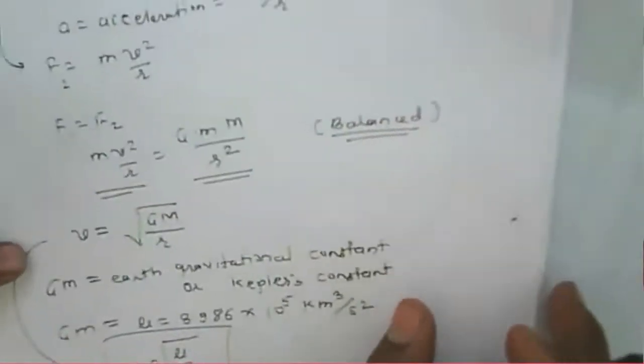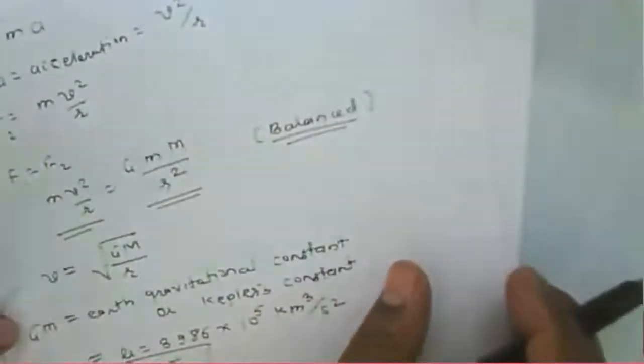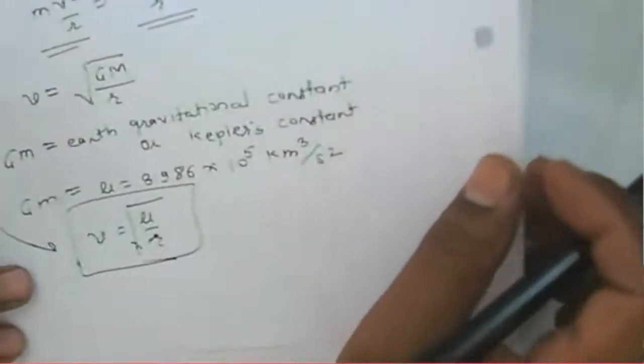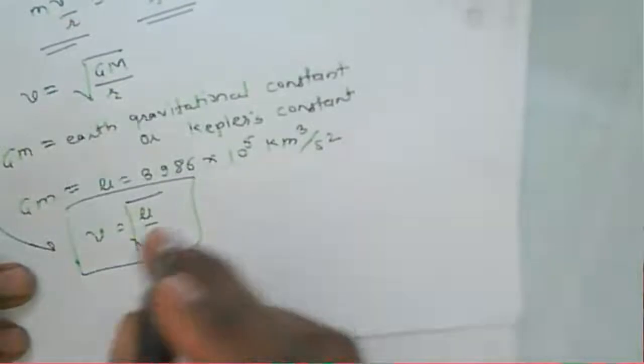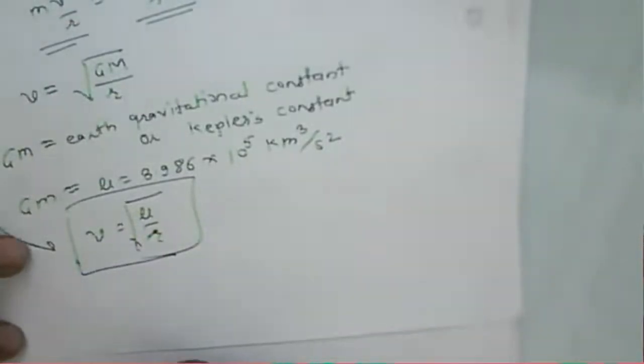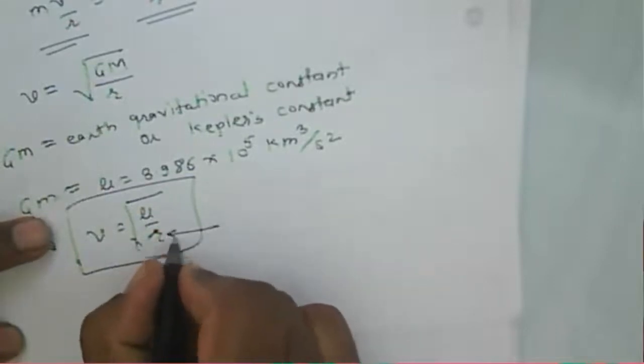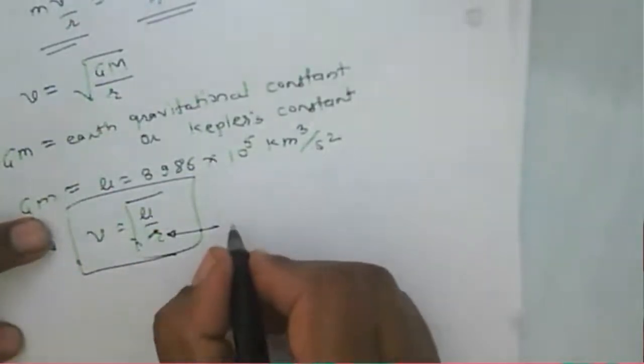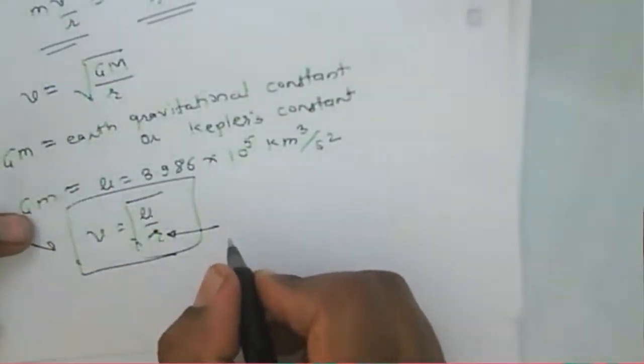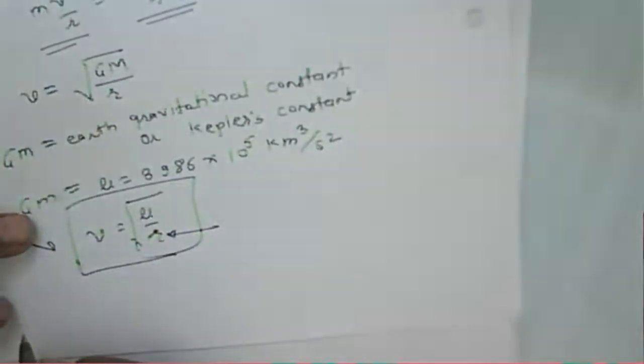Generally we say the earth radius here. So we should know the earth radius and the distance from the surface of the earth to the satellite. In both cases we consider that r is the distance from the center of the earth.